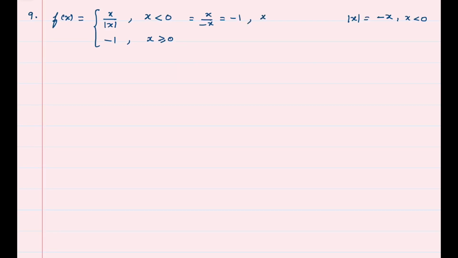Question 9. Find all points of discontinuity of f, where f is defined by f of x equal to x divided by absolute value of x if x is less than 0, minus 1 if x is greater than or equal to 0. For x less than 0, we know that absolute value of x is minus x. We will write it as minus x. It becomes minus 1 for x less than 0 and minus 1 when x is greater than or equal to 0.